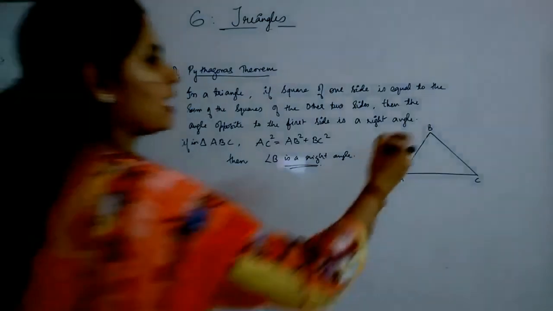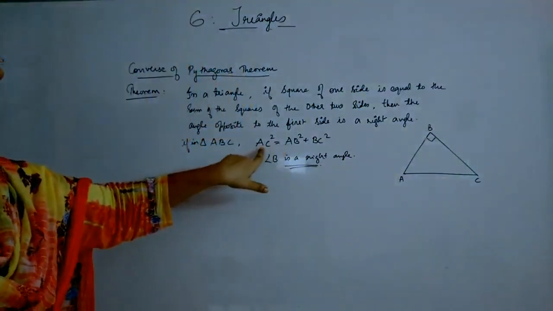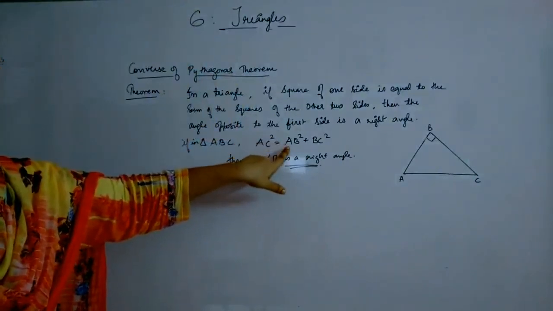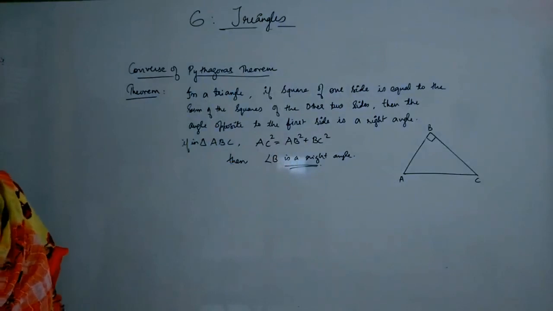Understood? So this is your angle B and this will be 90 degrees if you have AC square, that is one side square, equal to the sum of the squares of the other two sides, then the triangle should be a right angled triangle.